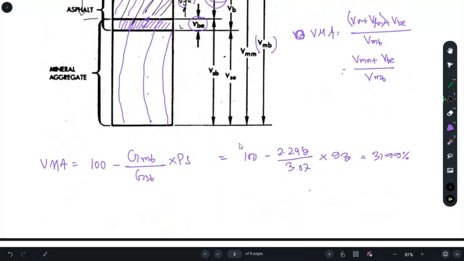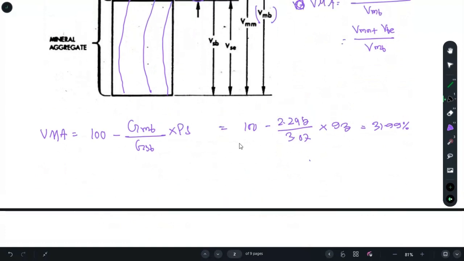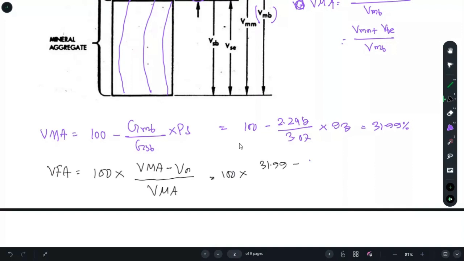So this is the void filled with asphalt, and for that we have a formula. We will multiply by 100, and we'll have VMA value subtracted by VA, over VMA. You have a VMA value of 31.99, and void of air a value of 9.403, if I'm not wrong. So from that you will find a value of 70.6 percentage.